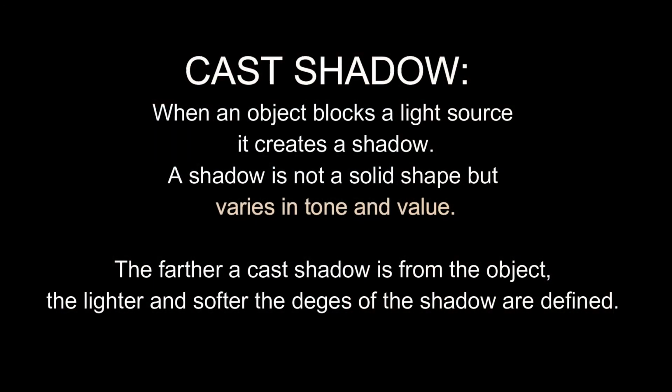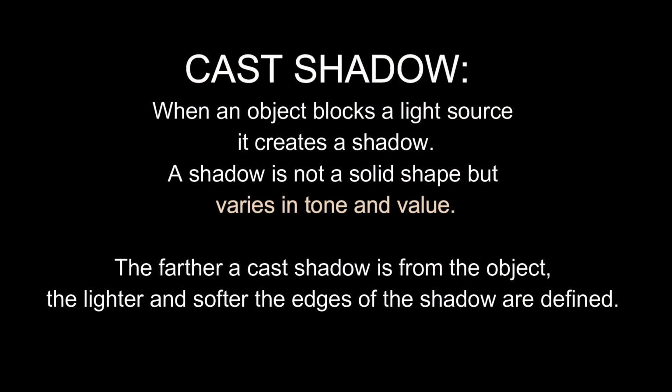The next value we want to do on our piece is the cast shadow. When an object blocks a light source, it creates a shadow. A shadow is not a solid shape, but varies in tone and value. The farther a cast shadow is from the object, the lighter or softer the edges of the shadow are defined.